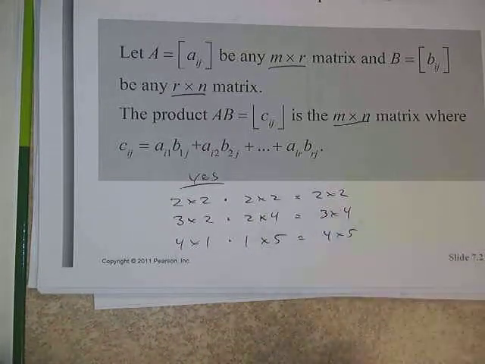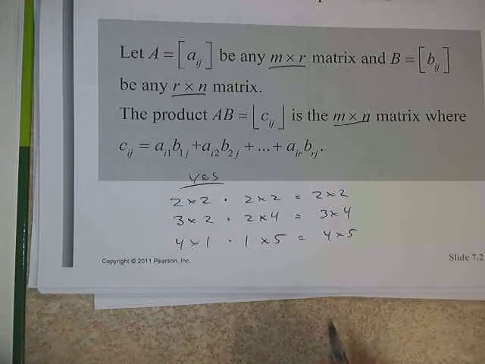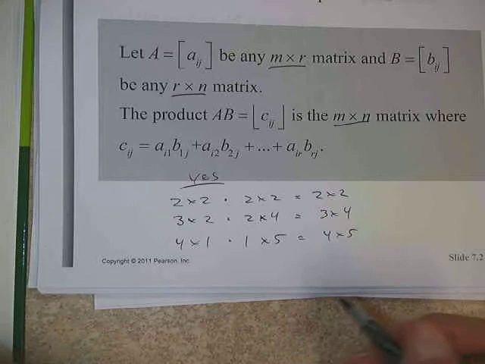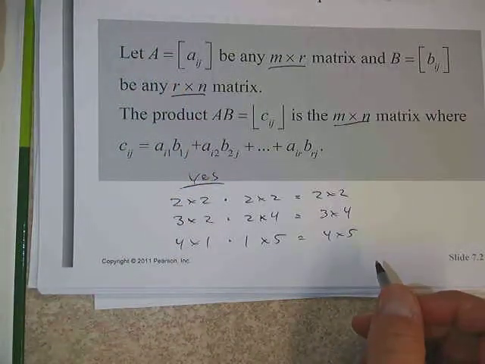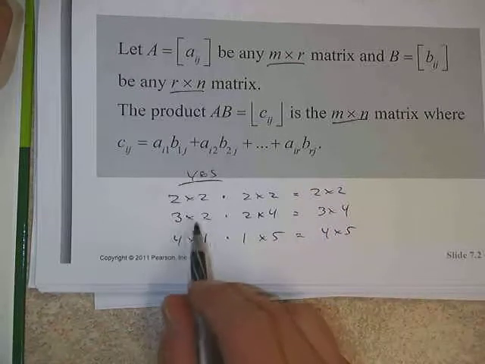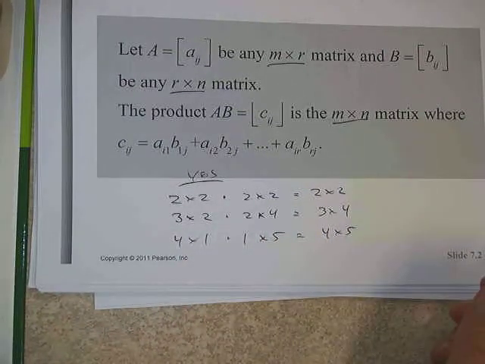And the results of these are going to be the outside dimensions. So when I get done, I'm going to have a 2 by 2 here, a 3 by 4 here, and a 4 by 5 here. As long as the inside dimensions are good, then we're going to be able to multiply them, and the result is going to be that size.